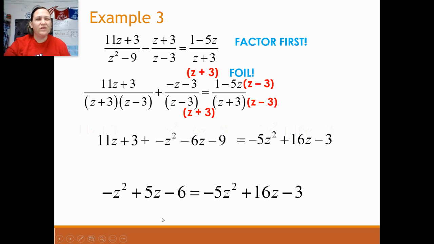So I'm going to take everything from the right side and I'm going to move it to the left side. Remember, that means you have to do the opposite. So I'm going to add 5z squared. I'm going to minus 16z and I'm going to add 3. Okay, so do the opposite when you're moving it.